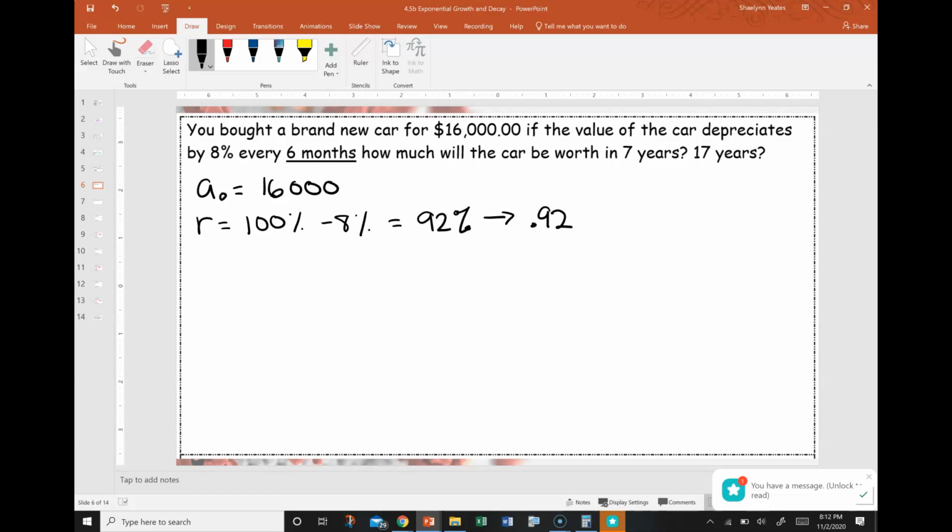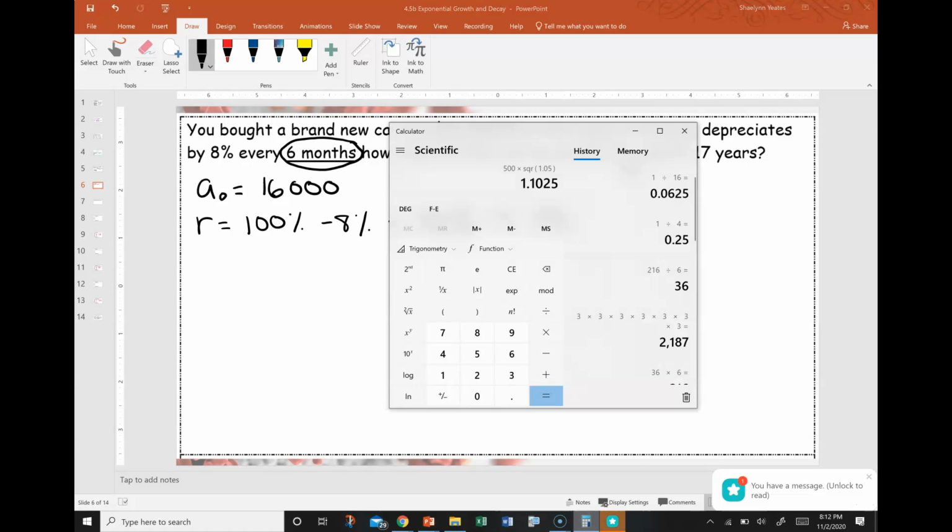So it's depreciating every 6 months. So remember that. How many 6 months are in 7 years? There are 14 of those. How many 6 months are in 17 years? So let's take 17. So 2 6 months happen in a period.